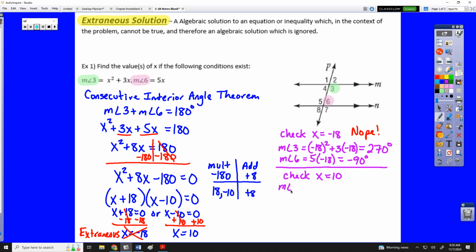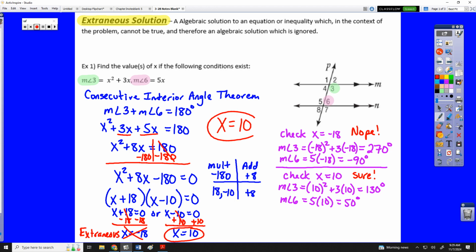The measure of angle 3 would be x squared plus 3 times x. That'd be 130 degrees. Angle 6 is 5 times x, or 50 degrees. Those are both perfectly acceptable. So that is our solution. Our answer is x equals 10. Okay, on to the next example.